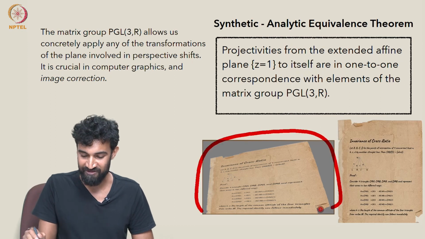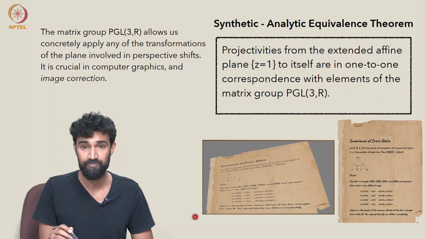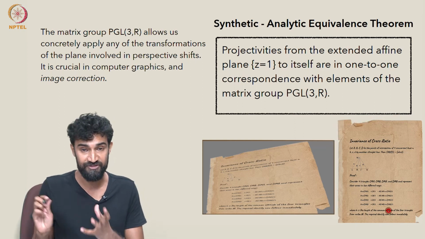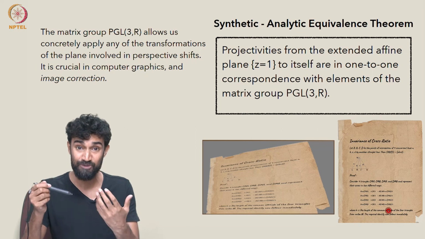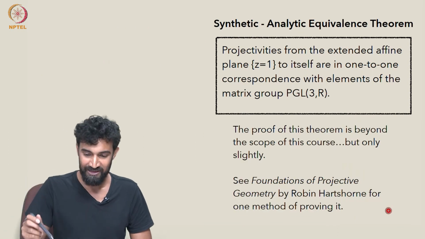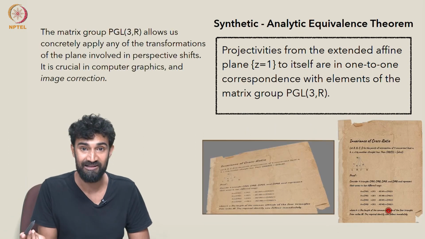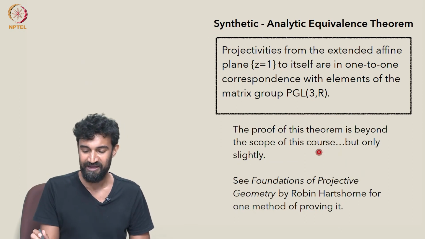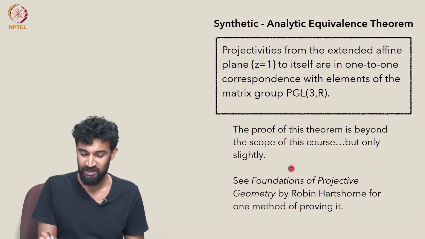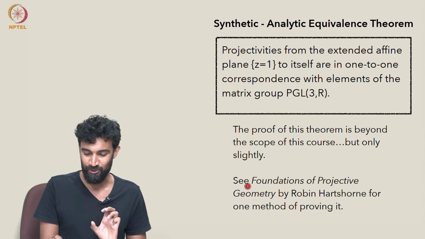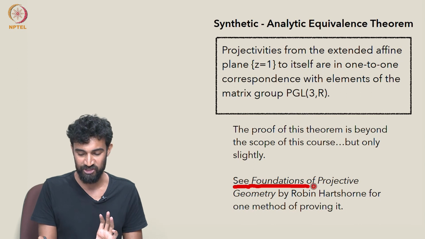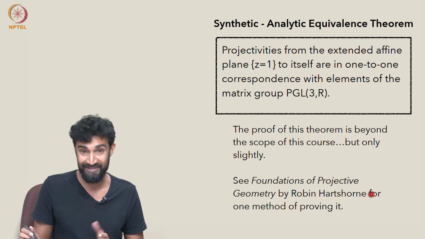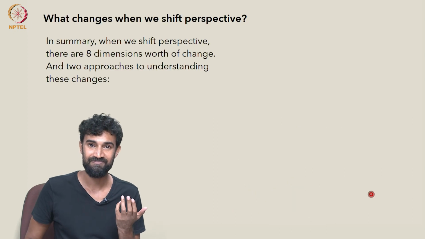If you have a photograph of a document and you want to correct it, that involves a perspective transformation, and that can be captured by a matrix. So it's very crucial in lots of practical applications. The proof of this theorem, this equivalence theorem, is a bit beyond the scope of this course, but only slightly. So if you're interested in checking it out, you can check out the book Foundations of Projective Geometry by Robin Hartshorne, and that gives one method of proving it.